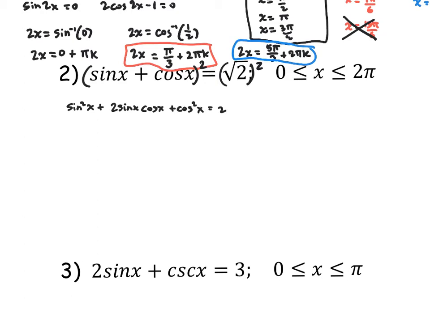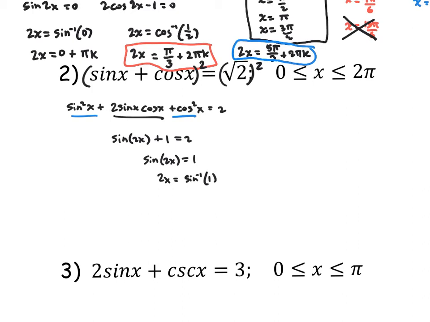Now, sine squared plus cosine squared is equal to 1. And actually this 2 sine cosine is sine 2x, plus 1 is equal to 2. So that means that I can solve this relatively easily. I'm going to subtract 1 from both sides, and I get sine 2x is equal to 1. And then 2x is equal to the inverse sine of 1.